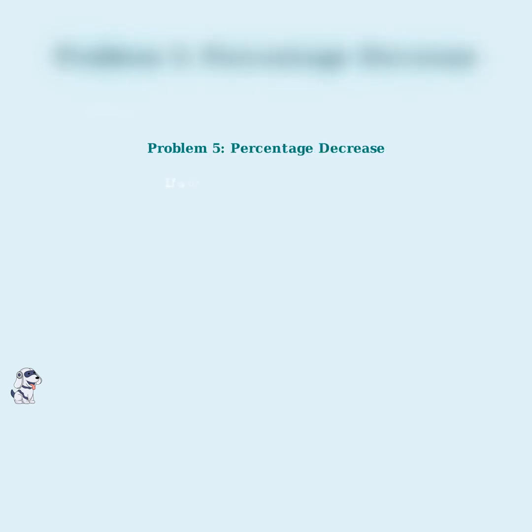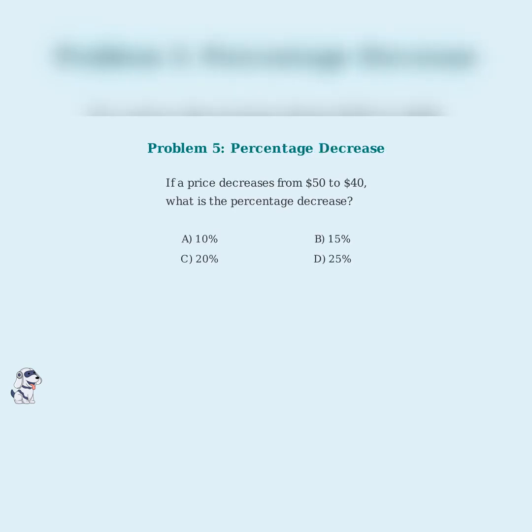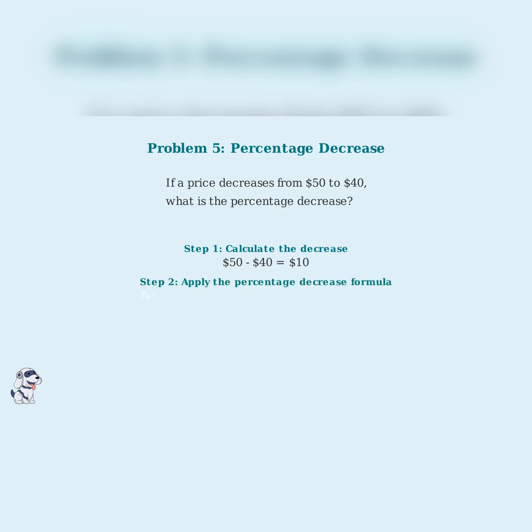Now we'll solve a percentage decrease problem. When a price decreases from $50 to $40, we need to find the percentage decrease. First, we calculate the actual decrease by subtracting the new price from the original price. $50 minus $40 equals $10. Next, we apply the percentage decrease formula. The percentage decrease equals the decrease amount divided by the original amount, then multiplied by 100.